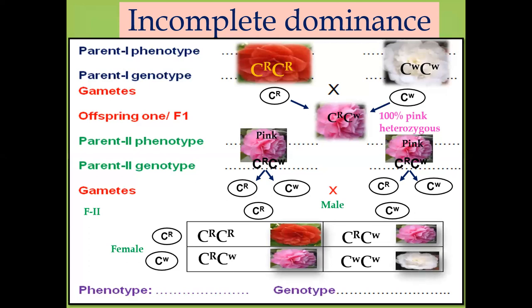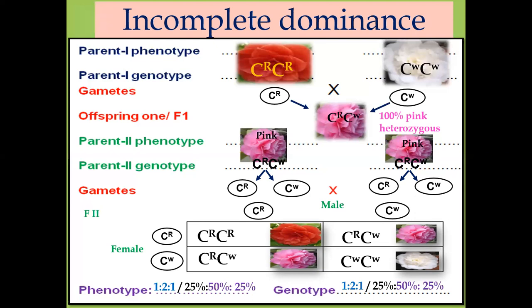So if we calculate the phenotypic expressions, we get 1:2:1, while in the genotypic expression, there will be the same ratio, 1:2:1 in incomplete or partial dominance. In the phenotypic expression, for example, if we have one red, that is 25%, while the two pink are 50% of total, while 25% is the white variety. So this gives us a simple whole number ratio, 1:2:1.